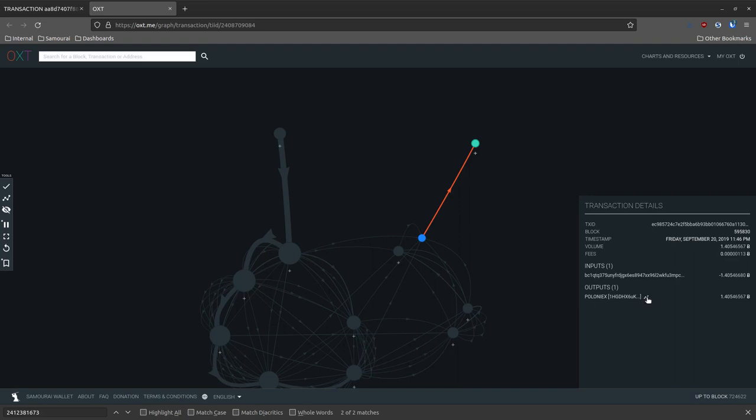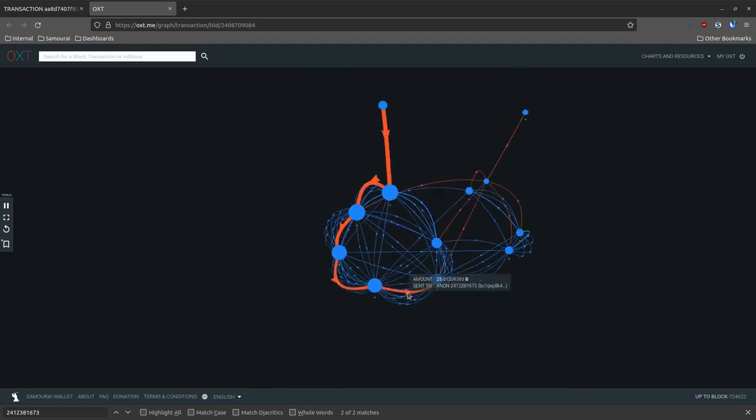Poloniex has KYC information, so all they have to do is look in their records and can provide identity information to law enforcement or anyone who's asking. So that's how this happened. It all happened because of the address reuse on an unmixed and post-mix change.